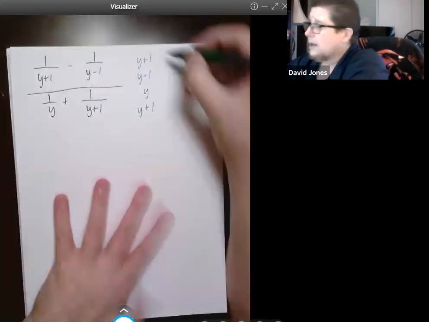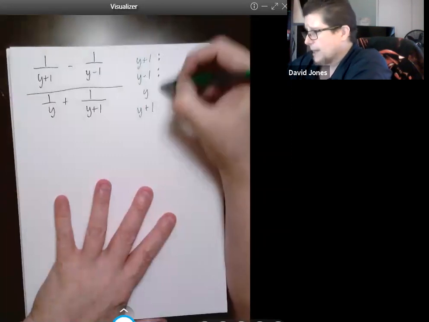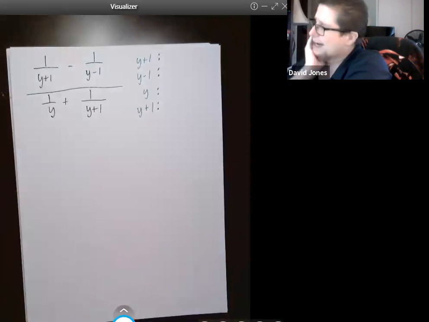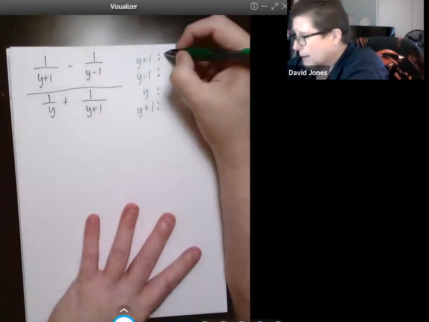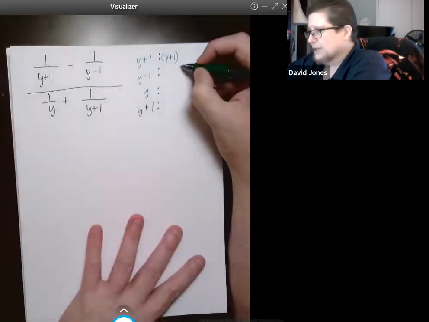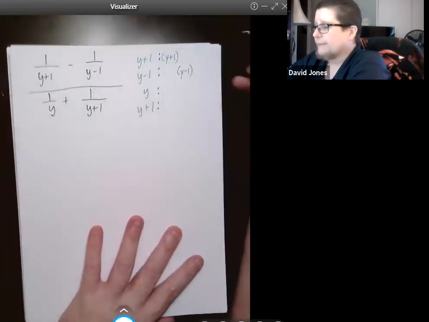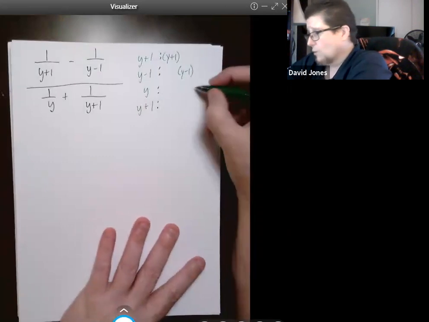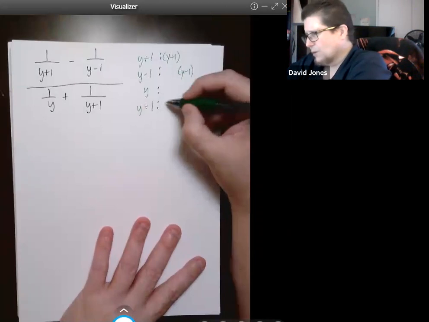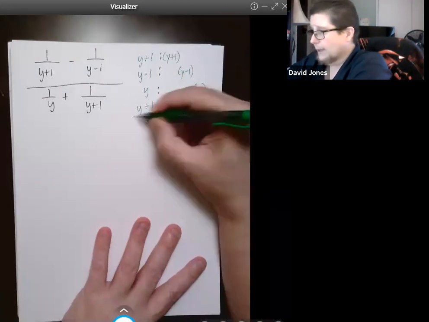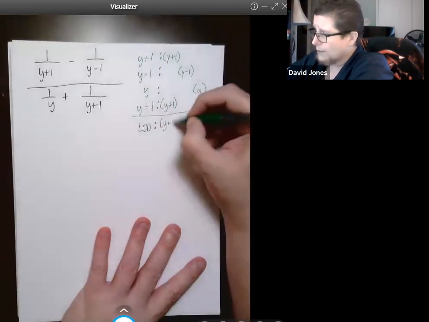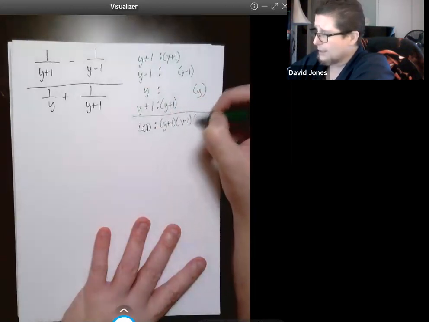Terms are not separated by addition or subtraction. So y plus 1 is the whole term, which means y minus 1 is its whole term. We'll make a new column for it. Y is the whole term there. And I've already got a y plus 1, so I can do that. And my LCD is 1 from each column: y plus 1 times y minus 1 times y.